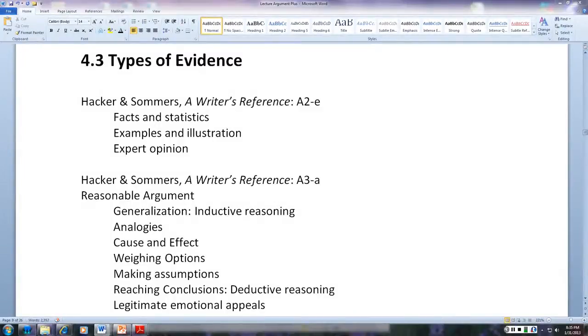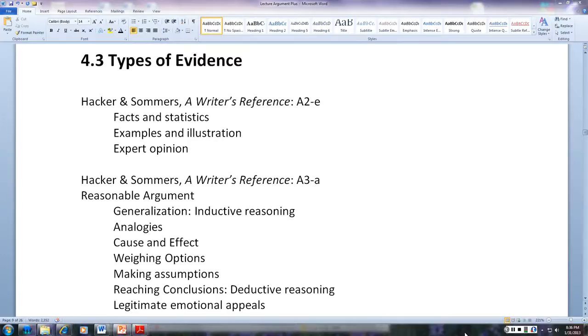The Hacker and Summers text, A Writer's Reference, addresses types of evidence. In section A2, the Hacker and Summers text gives you specific examples of the types of evidence that you use in argument. You use facts and statistics, examples and illustration, expert opinion.